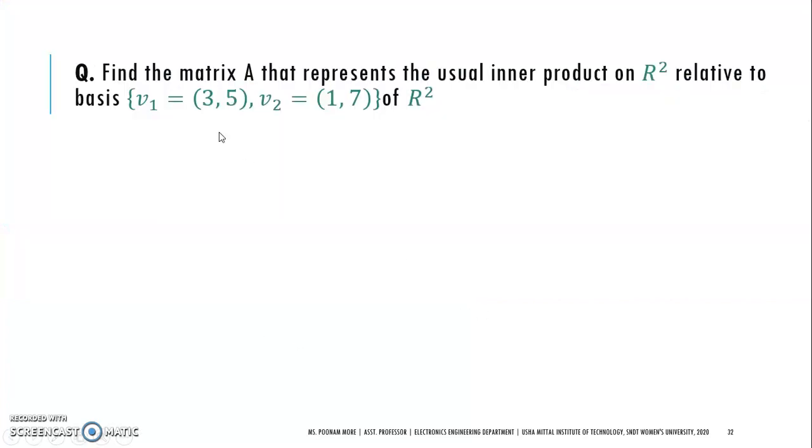In this tutorial we will discuss how to find the matrix A that represents the usual inner product on two-dimensional real space related to the bases V1 and V2 of two-dimensional real space. So here let's start with the solution.